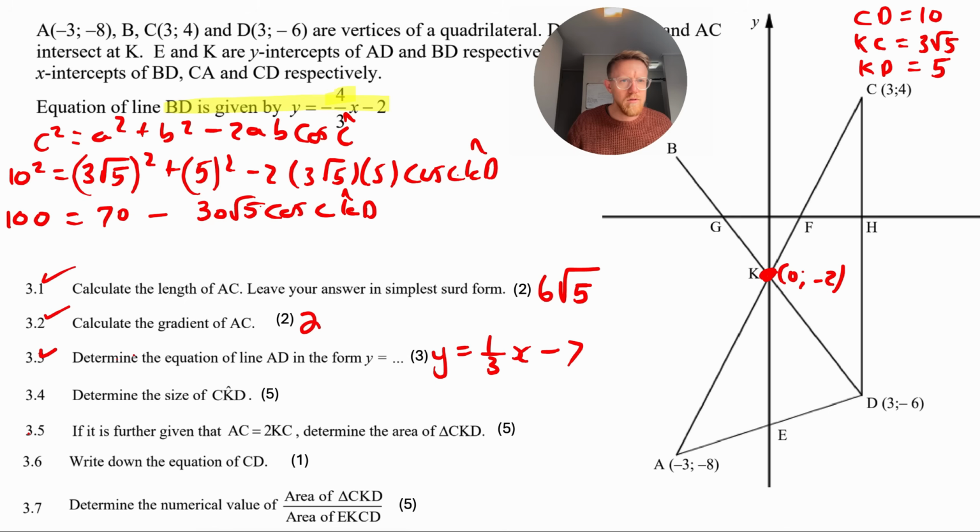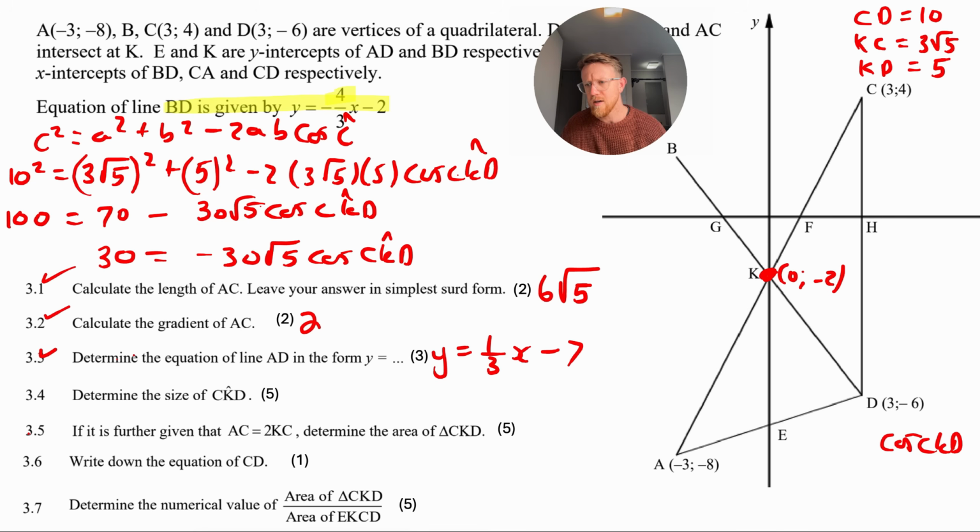Now, we want to eventually get this by itself, right? So what I'm going to do is take the 70 over. So we're going to end up with 30 equals negative 30 square root 5 cos of CKD. Then if you had to get cos CKD alone, you would get cos of angle CKD is going to be 30 divided by that, and that's going to give you negative square root 5 over 5.